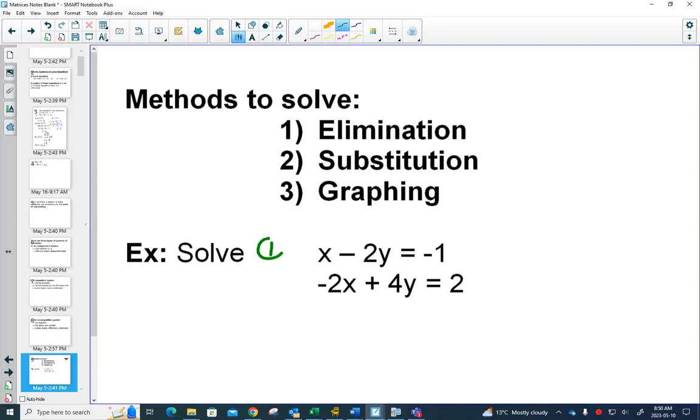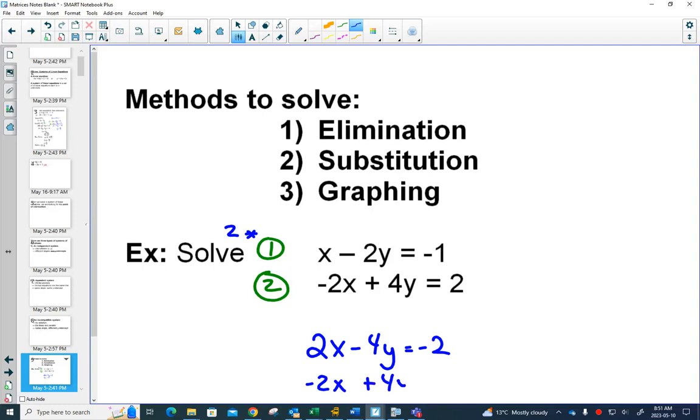And looking at things here, you choose a variable to eliminate. So I might look at the x's and go, oh, I could cancel out the x's really easily if I multiplied equation 1 by 2. Because then I'd have a 2x and a negative 2x. So I multiply equation 1 by 2, and I get 2x minus 4y equals negative 2. And I take my second equation, which was negative 2x plus 4y equals 2, and I add them together.